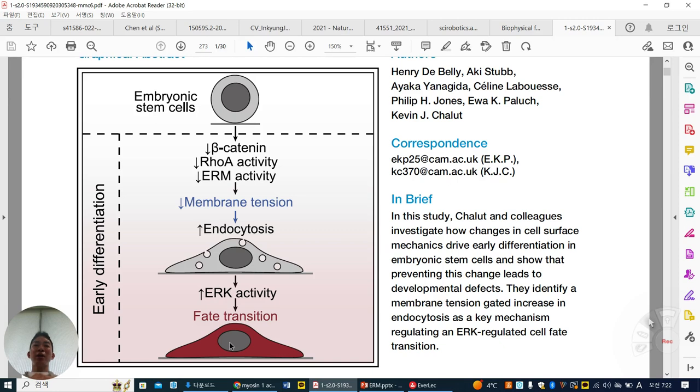So while they're spreading out, they reveal this kind of cascade. Beta-catenin decreases. Beta-catenin is a well-known marker of stemness of embryonic stem cell. And beta-catenin and Rho are well known to be linked to each other. So beta-catenin decreases, Rho decreases, and ERM activity, which is phosphorylation, decreases. And then because of this ERM phosphorylation decrease, membrane tension decreases, and then endocytosis is enhanced. So finally, ERK activity increases and phase transition happens. This is their finding.